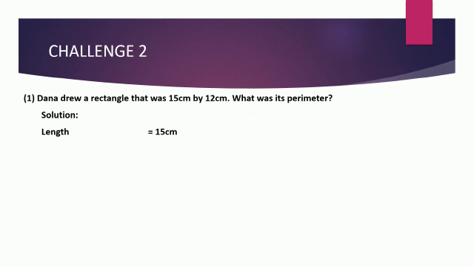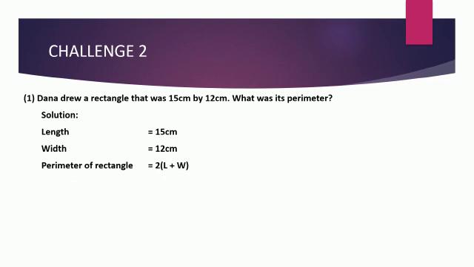Length is equal to 15 centimeter. Width is equal to 12 centimeter. We have to find out the perimeter of the rectangle. It is given that Dana drew a rectangle. So we will write the formula to find out the perimeter of a rectangle. What is the formula to find out the perimeter of a rectangle? You remember it? Perimeter of a rectangle is equal to 2 into length plus width.